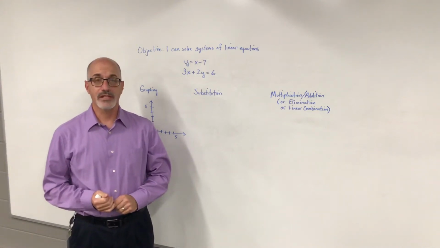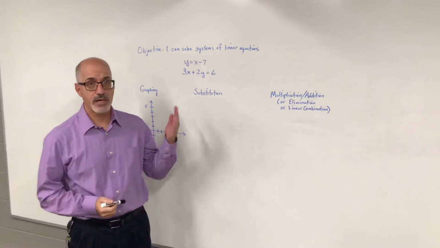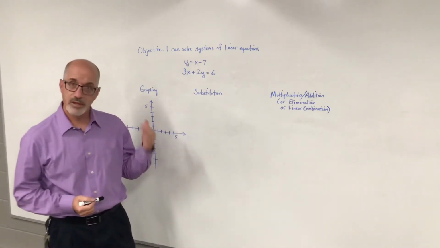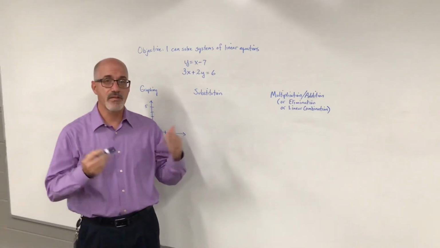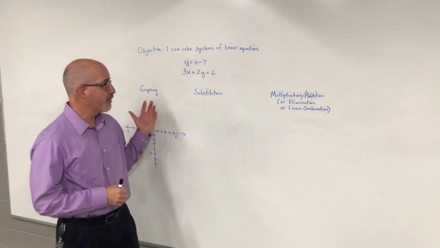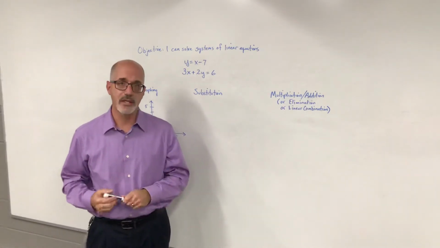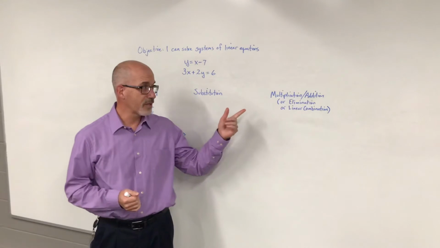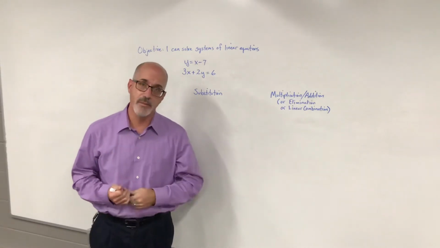Work on solving systems of linear equations. So our objective is that we can solve those. And we're going to look at three methods briefly to give an overview of them: graphing, substitution, and the multiplication addition method, which is also sometimes called elimination or linear combination.